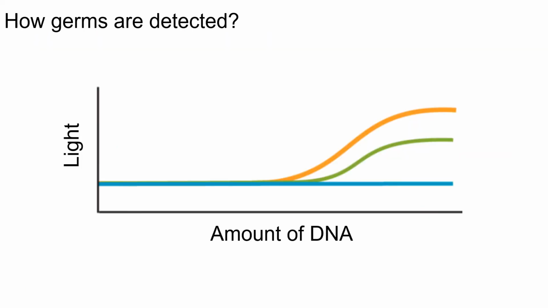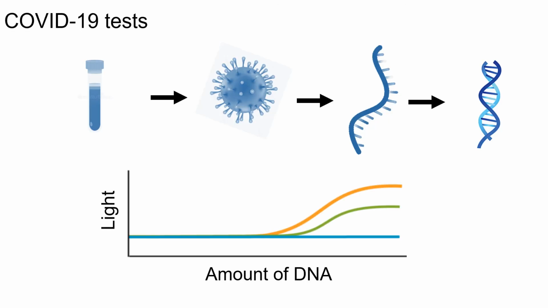The presence of the amplified DNA can be detected by mixing in color dyes that bind to the DNA. If there are germs, it will be indicated by a large amount of light. In contrast, if there are few germs, no DNA will be amplified and the amount of light will be very low. This process can be used to detect different types of germs such as bacteria and viruses. For example, SARS-CoV-2, the virus that caused COVID-19, can be detected by this method.